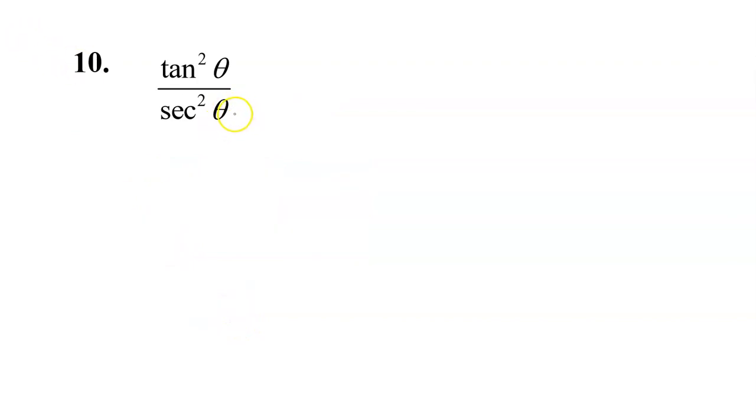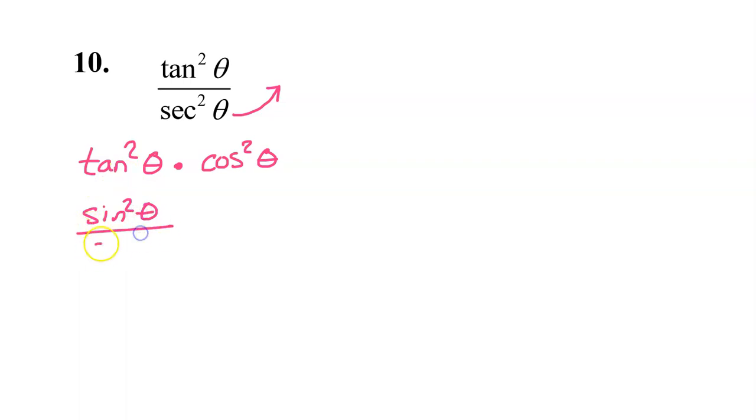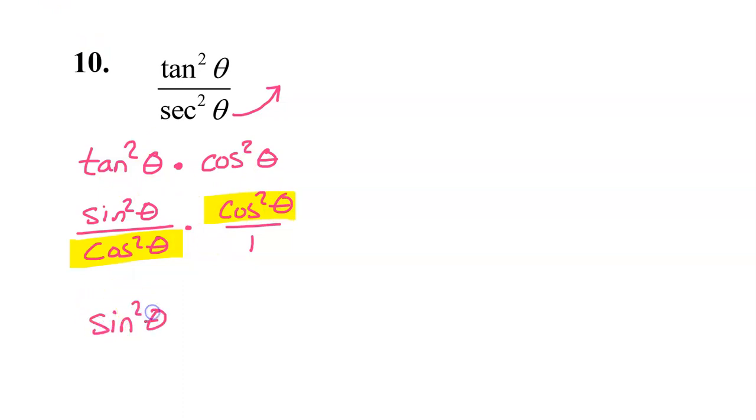For number 10, I'm going to bring the secant squared theta out of the denominator and turn it into its reciprocal, cosine squared theta. So now we have this. Rewriting tangent in terms of sine and cosine, that's sine squared theta over cosine squared theta times cosine squared theta. But then we notice that we have cosine squared theta in the denominator and in the numerator. So these cancel each other out, leaving behind sine squared theta. So that is the simplified answer.